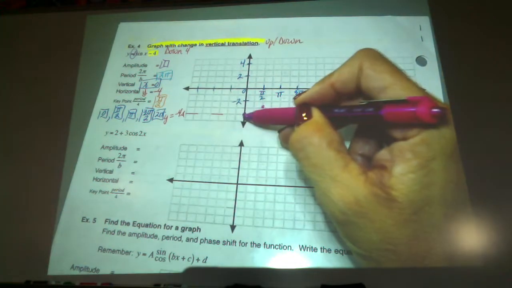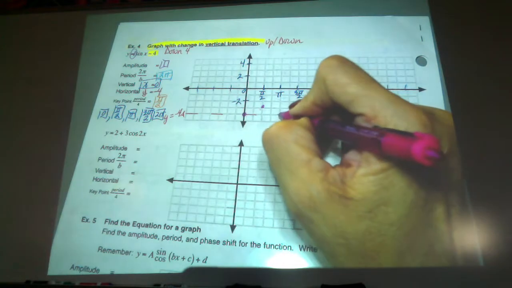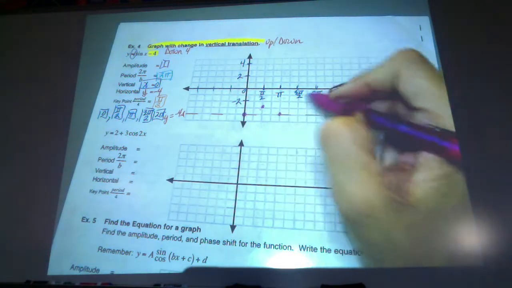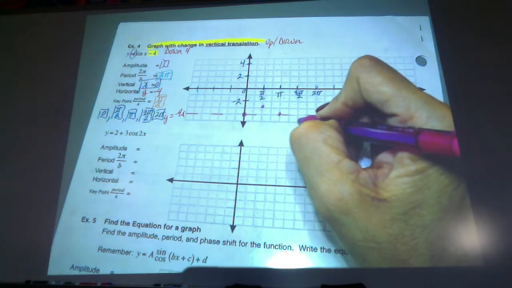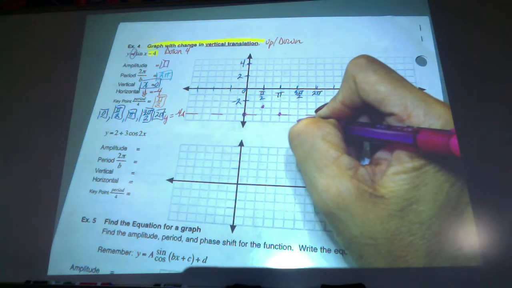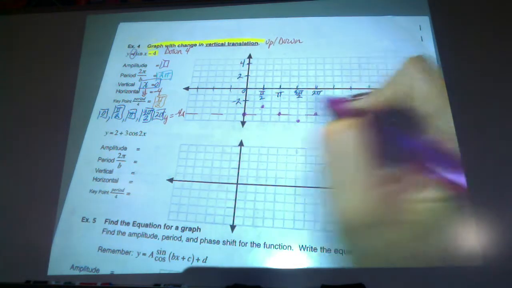So we go 0 up, and then our next increment is back down to the 0 line. Our next increment is below the 0 line, 1 amplitude unit. And our final increment is at 0.